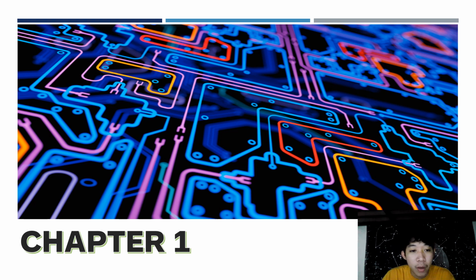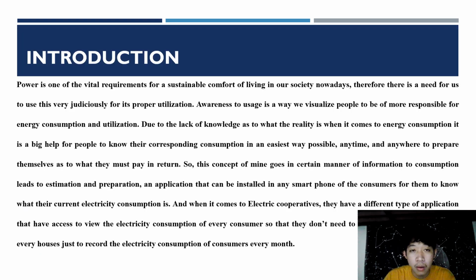So for chapter 1, first is the introduction. We all know that power is one of the vital requirements for a sustainable comfort of living in our society nowadays. Therefore, there is a need for us to use it very judiciously for its proper utilization. Awareness of usage is a way we visualize people to be more responsible for energy consumption and utilization.